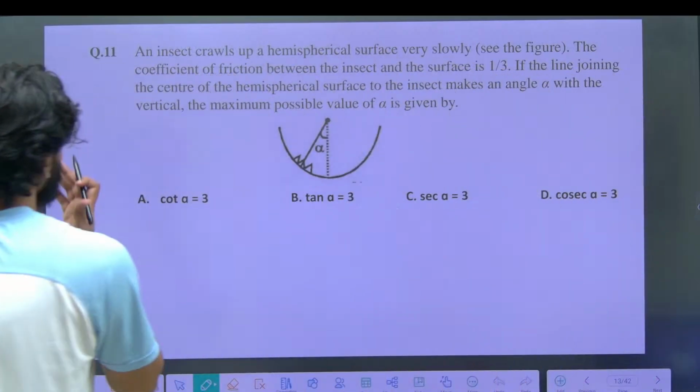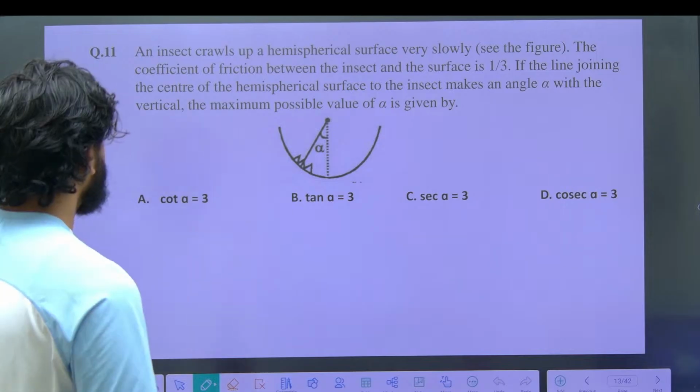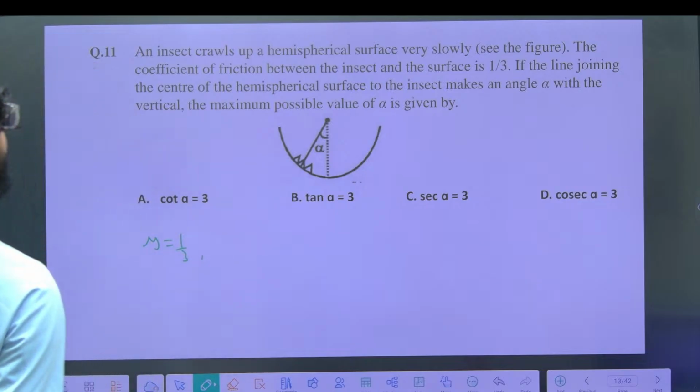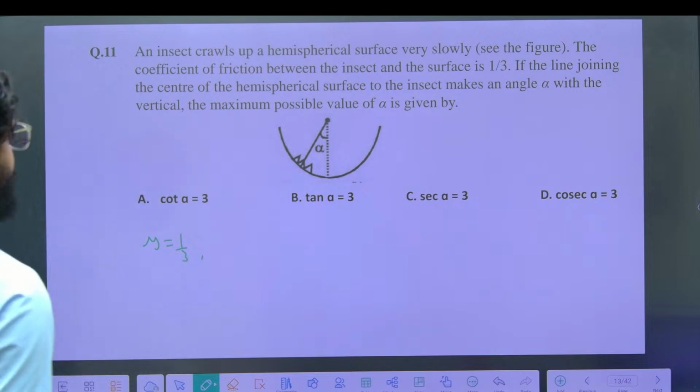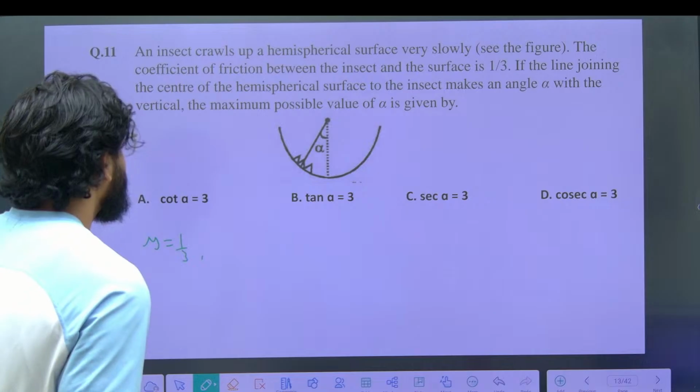Question number 11. An insect crawls up a hemispherical surface very slowly. The coefficient of friction between the insect and the surface is 1 by 3. Okay, so mu is 1 by 3. If the line joining the center of the hemispherical surface to the insect makes an angle alpha with the vertical, the maximum possible value of alpha is given by.